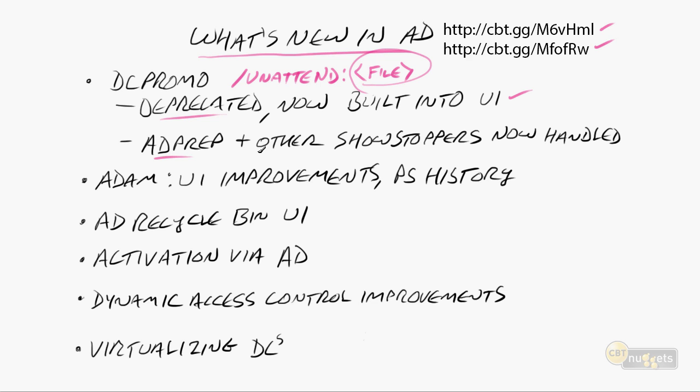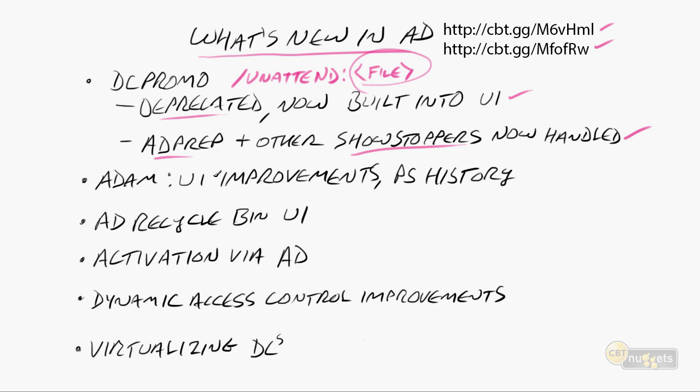There's also AD prep and other showstoppers. In other words, any other prerequisites that might stop a successful installation of a domain controller are now very well handled in the prerequisites check. Microsoft has mentioned publicly that one of their common calls for support services has been problems with DC Promo in previous versions of Windows, and they want to try to get rid of that as much as they can.